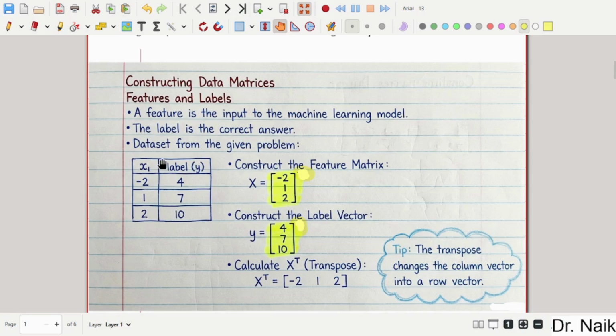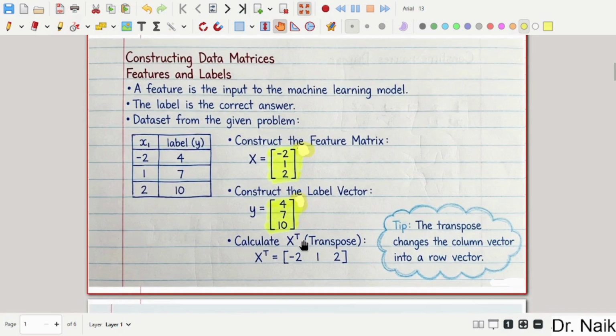What is the label? Label means the correct answer. So the label given to us, that is y, is 4, 7 and 10. Now construct the label vector, that is y is equal to column vector with entries 4, 7, 10. Now calculate the x transpose. The transpose means change the column vector into the row vector. So this is our x, a column vector, change it to the row vector. So x transpose is equal to row vector -2, 1, 2.